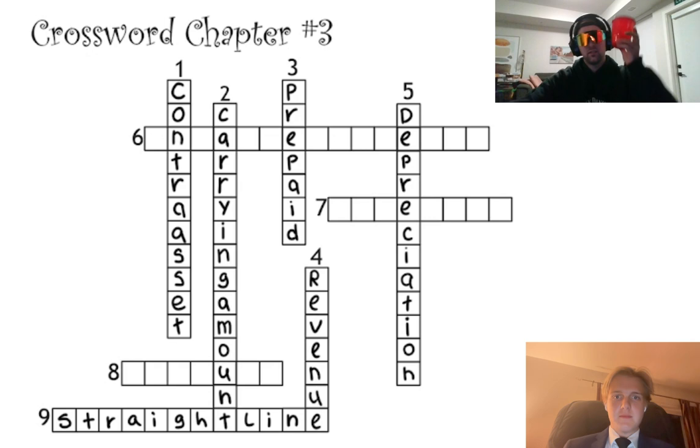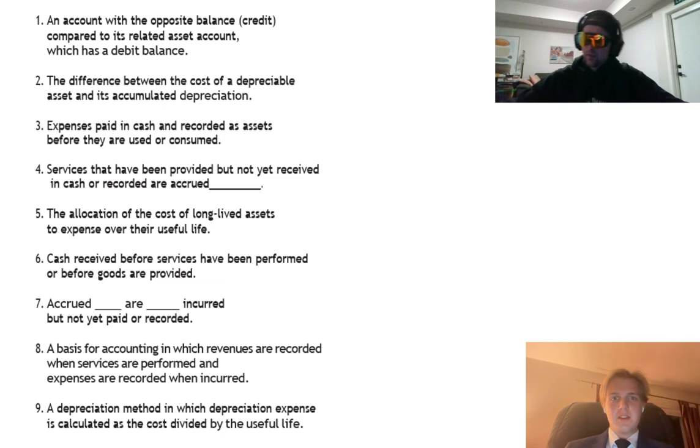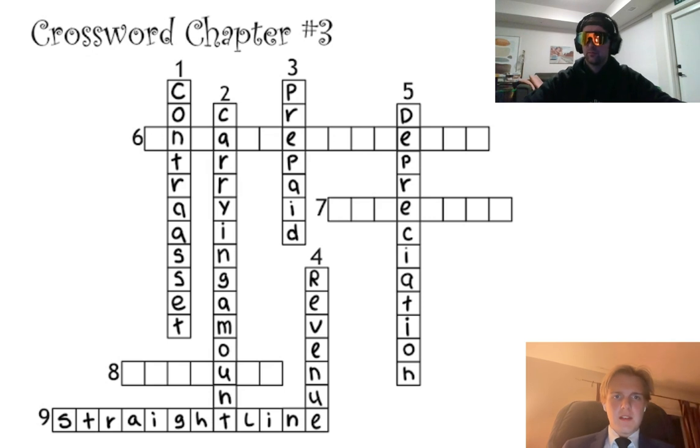Glad that I knew that one. Guess I'm not completely bad at this accounting stuff. Hey, you're doing great, man. Keep it up. Next question says, cash received before services have been performed or before goods are provided. I remember this is unearned revenue, right?